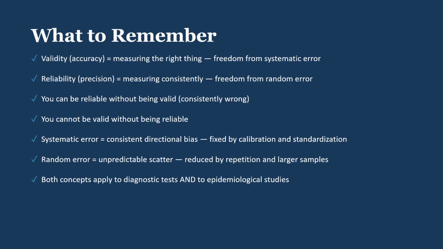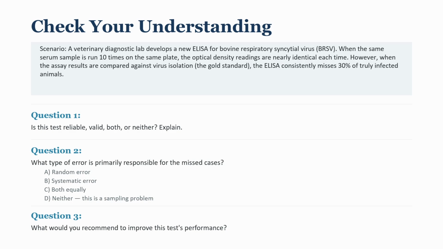In the next unit, we move from this foundation into the practical mechanics of diagnostic test interpretation, starting with the most important table in all of epidemiology and the two numbers built from it, sensitivity and specificity. Pause the video, read the scenarios, and take a stab at answering them. Then we'll work through the answers together.